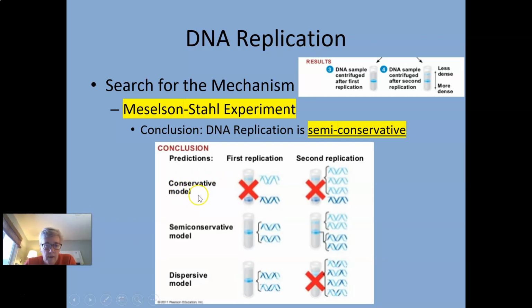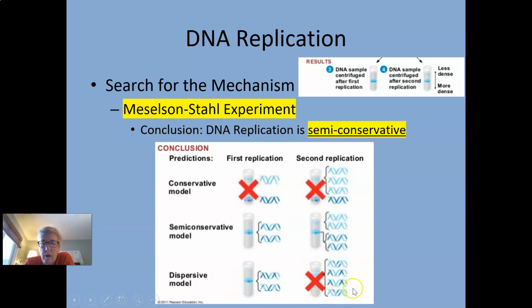Okay. Then they still couldn't tell between these two models, the semi-conservative or the dispersive, because with one intermediate band, either one of those could still be true. So then they grew it some more, and after the second and third rounds of replication, they could look at their densities, and this is what happened. Okay, what they observed was two different weighted bands.